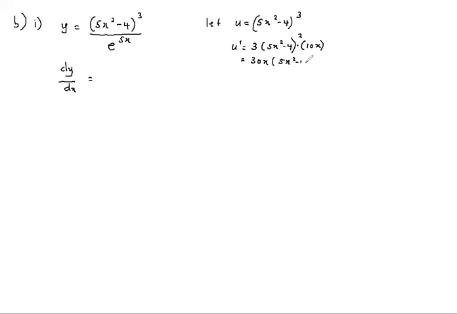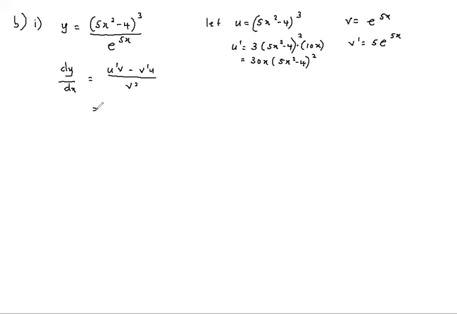(5x squared minus 4) squared. And then v becomes your denominator. And then you differentiate it. To differentiate this, you differentiate the power with respect to x. So the derivative of 5x is 5. And then you multiply it by the whole function. Then you come back to your dy dx and substitute u prime v minus v prime u over v squared.